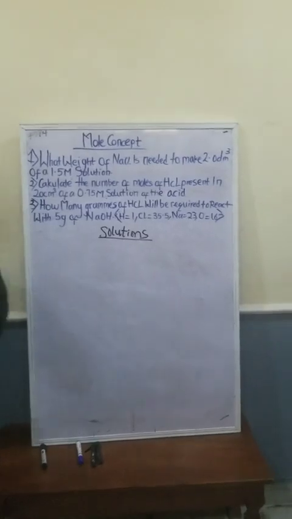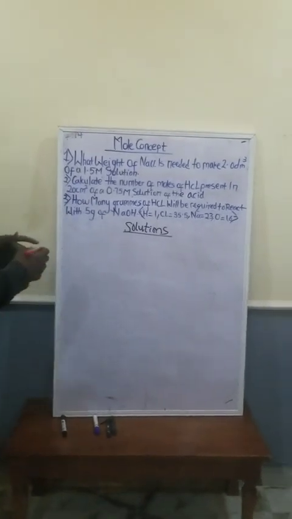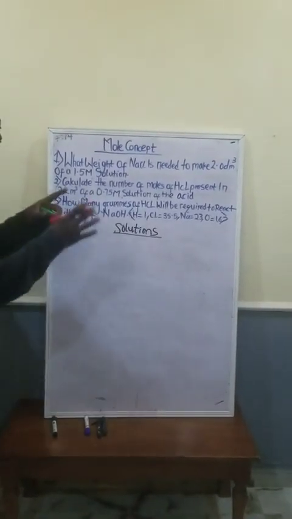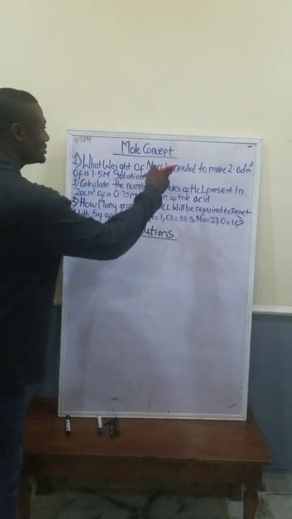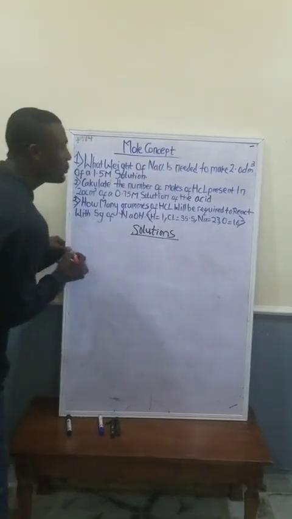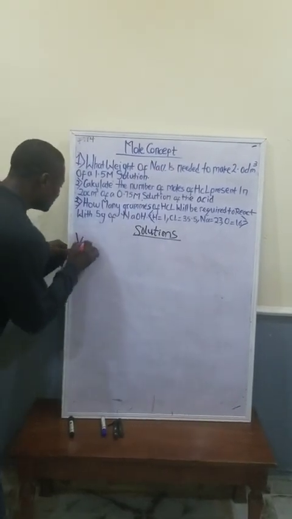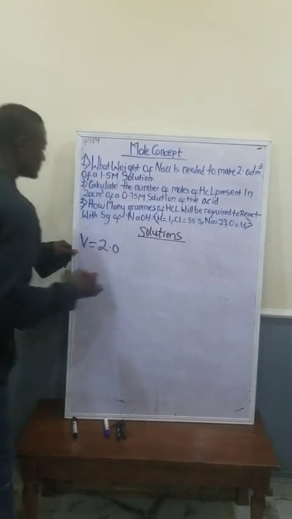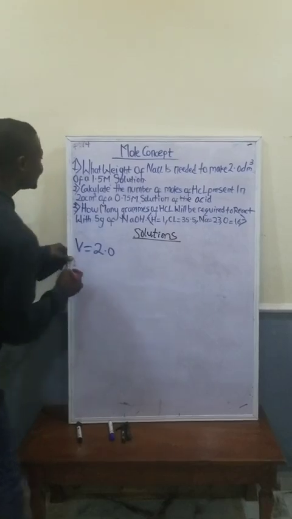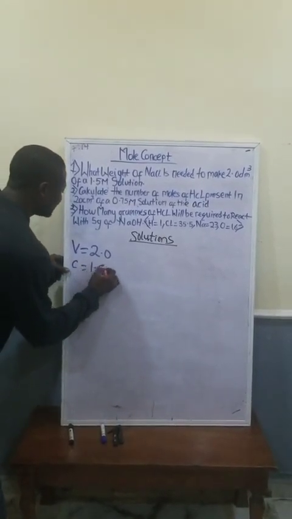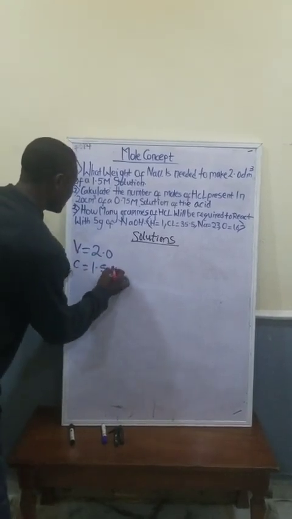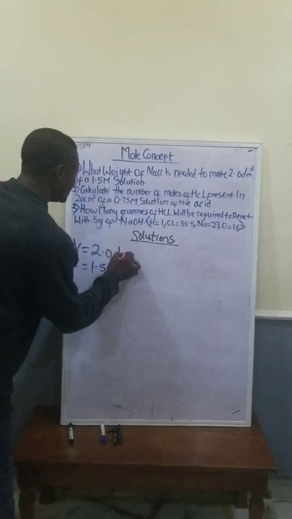So, first of all, the first thing you do when attempting a question is to bring out the parameters. State the parameters so you don't get confused. What was given? The first one that was given is 2.0 dm cube, so your volume is 2.0. The next thing is your molarity, which is your concentration, is 1.5 molarity. This one is dm cube.